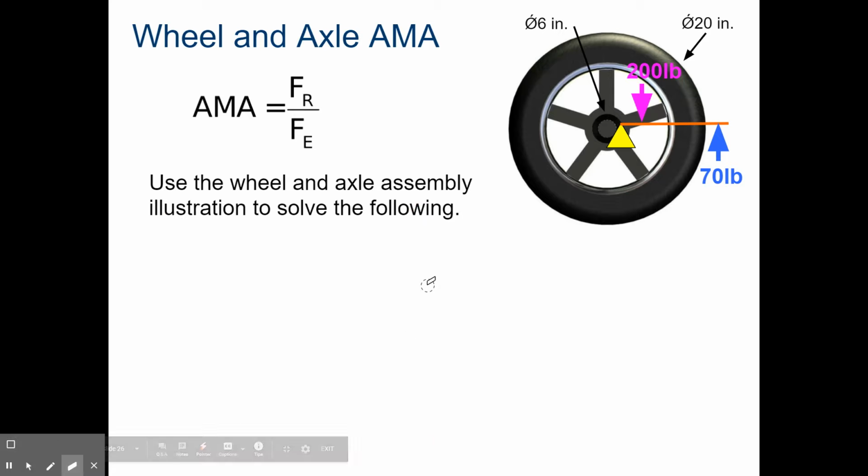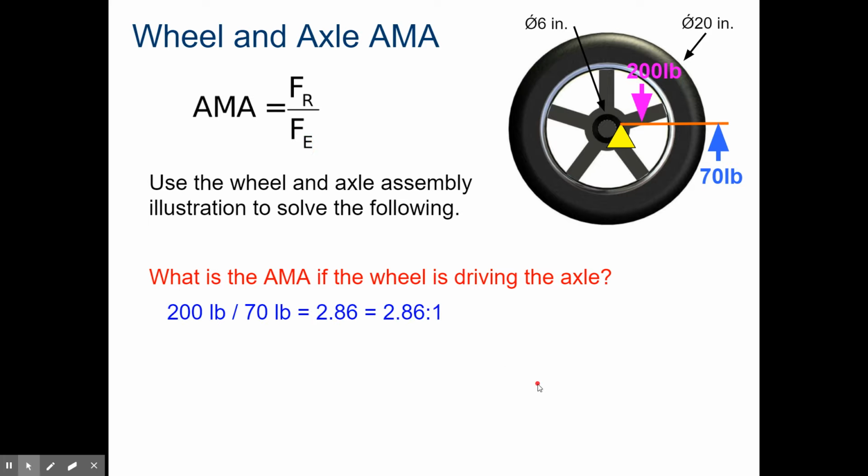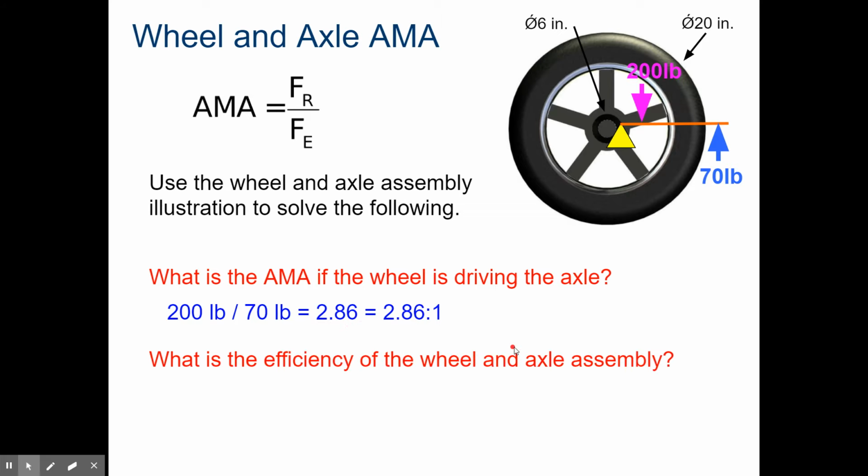All right, now AMA with our resistances. Same thing. We've got to know where the effort is and where the resistance is. So what is the AMA if the wheel is driving the axle? The wheel is where the effort is. The axle is where the resistance is. So we have resistance force over effort force. Our resistance at the axle is 200. Our effort at the wheel is 70. So it's just 200 divided by 70, 2.86.